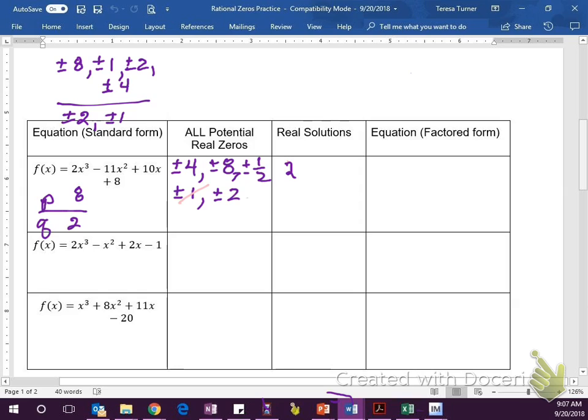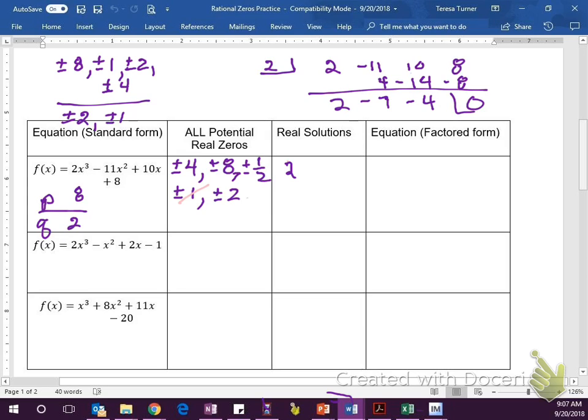All right, at this point, we know one real solution. If we use synthetic division, that'll narrow it down. So let's do that. Let's do 2, negative 11, 10, and 8. We know that 2 works, so we bring down the 2. 2 times 2 is 4. We get negative 7, which is negative 14, which is negative 4, which is negative 8, which is 0.